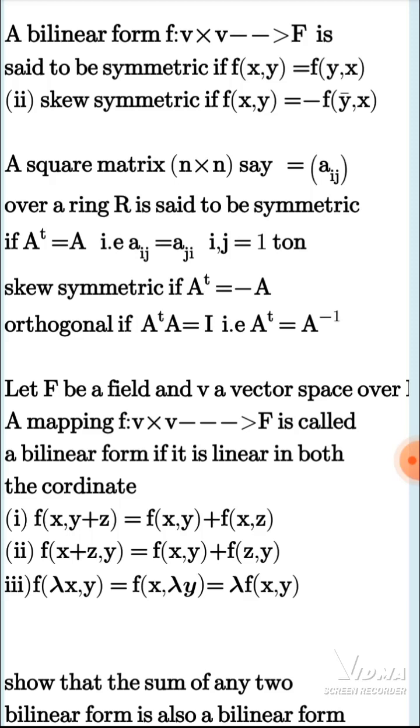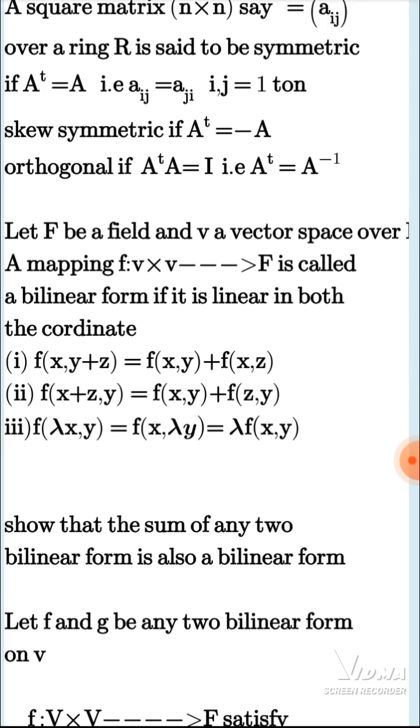Q symmetric has a negative property. So a square matrix over a ring is said to be symmetric if A transpose equals A, skew symmetric if A transpose equals minus A, orthogonal if A transpose equals A inverse.